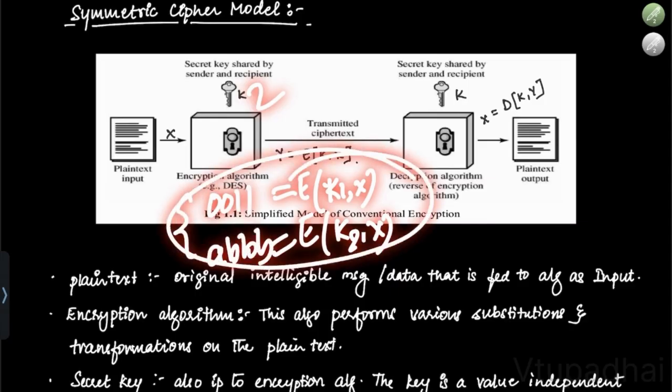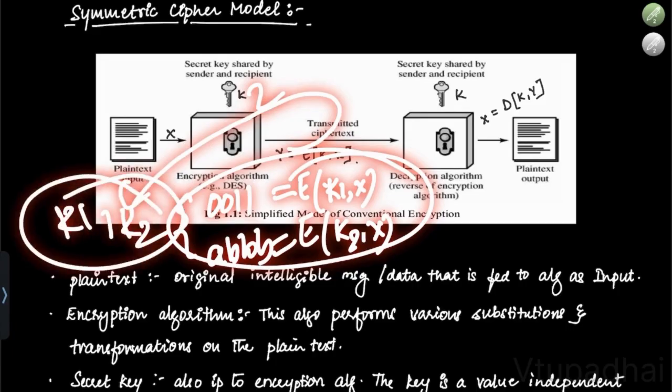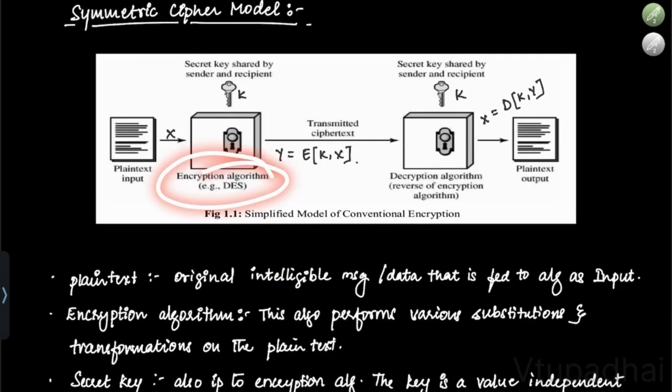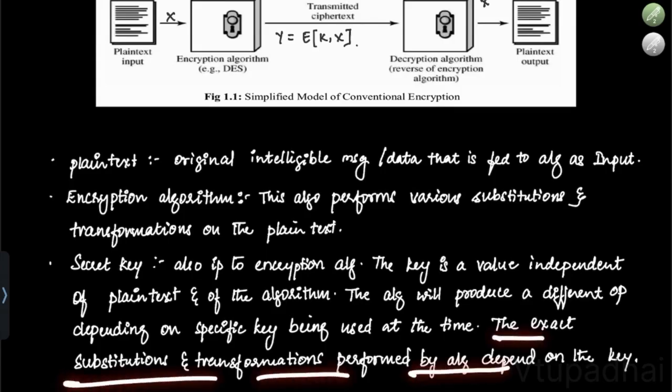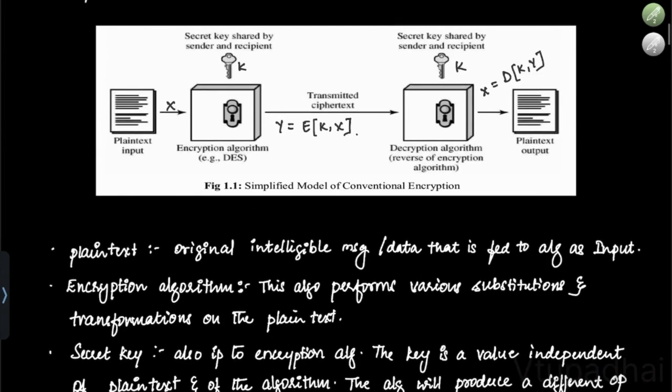And how did these two vary? These two varied only because of k1 and k2. So depending on what key you are selecting, the encryption algorithm will perform accordingly. So this was about the encryption secret key. The exact substitution and transformation performed by the algorithm depend on the key. That's what we have discussed.